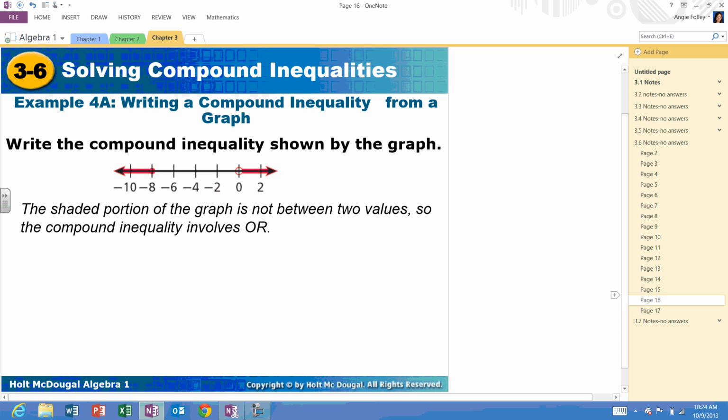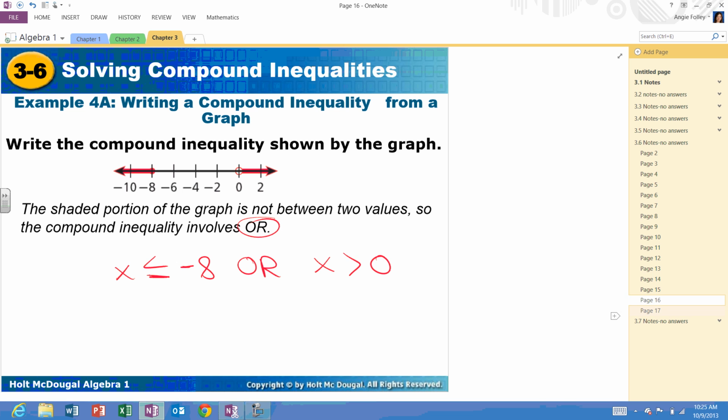All right, so we're going to write the compound inequality for what's shown. Now, since there's nothing overlapping here, we can tell that this is going to be an or one. So for my first one, I've got x is everything to the left of -8, so x is less than or equal, since it's a solid, to -8, or x is everything bigger than 0, so it's everything greater than 0, and you're done.